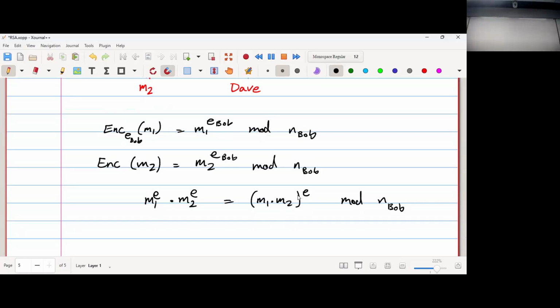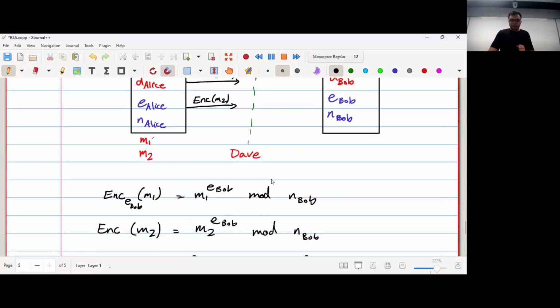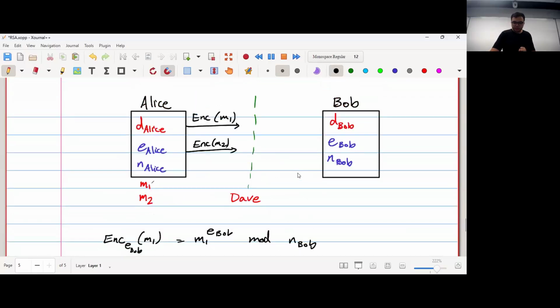Because maybe Alice and Bob have some protocol about their messages, about M1 and M2, right? So in this case, Bob is getting the encryption of M1 times M2 without even having to find M1 and M2 themselves, right? So Dave doesn't know M1, Dave doesn't know M2, but he could somehow compute the encryption of these messages. And he can now send a fake message to Bob. And this fake message is actually dependent on the messages of Alice. So this Dave is going to be able to really change some things.